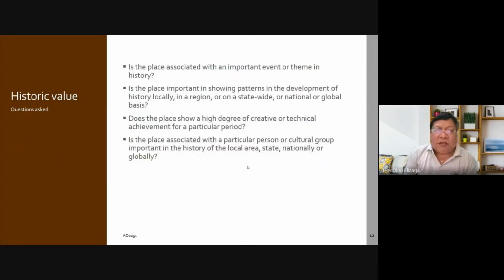So I did mention historic value. When we assess historic value, we ask these questions. Is the place associated with an important event or theme in history? There's a very big theme, for example, in Japan, the bombing of Hiroshima. And so there is always this building which is shown publicly, and it's being preserved because the moment you see that building, you're reminded of the bombing of Hiroshima.